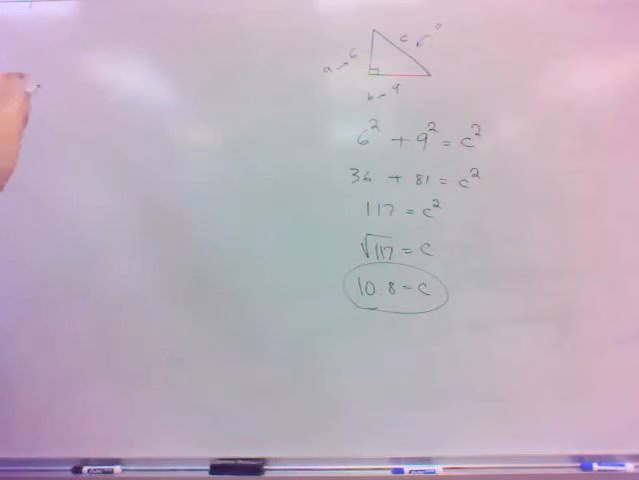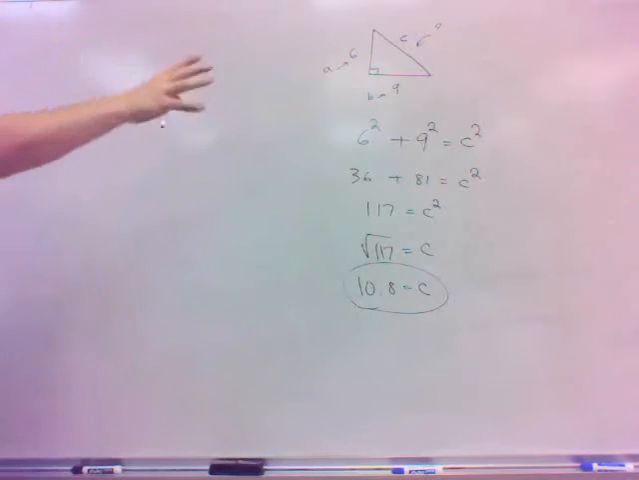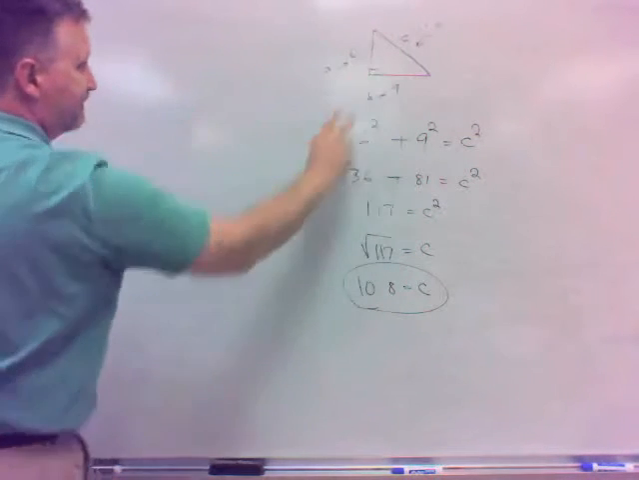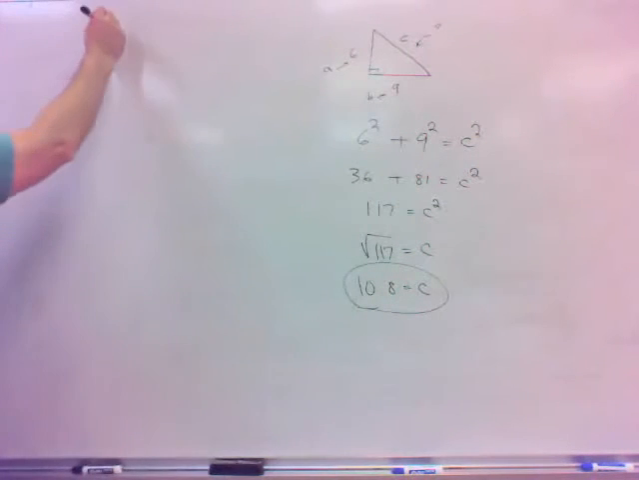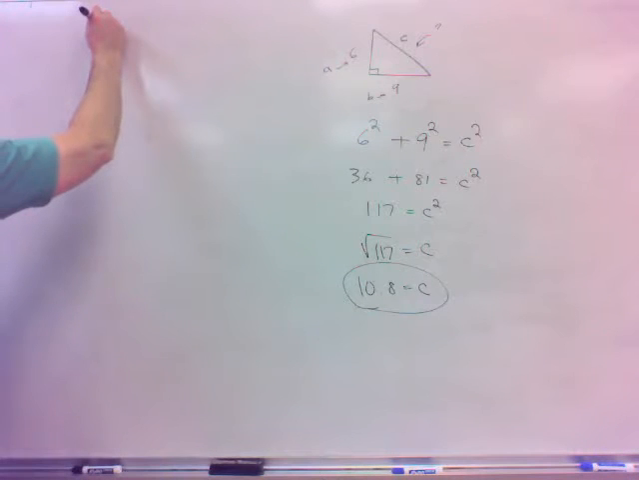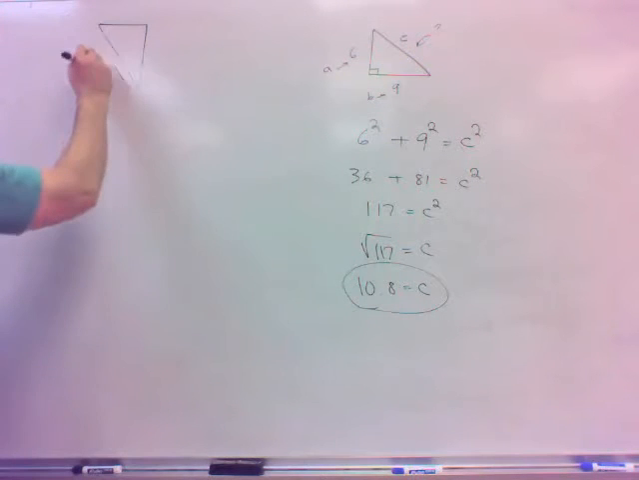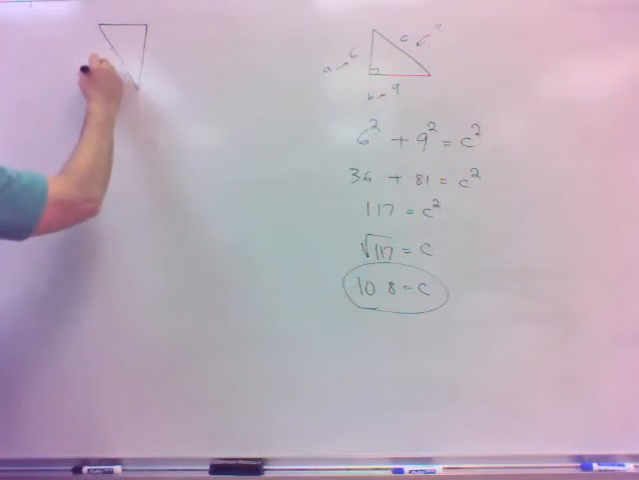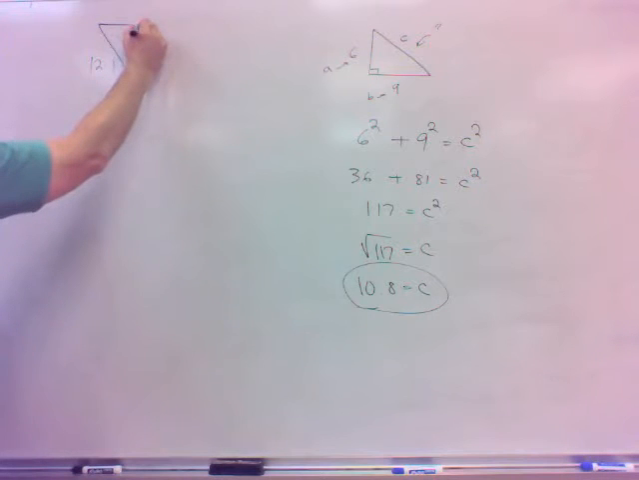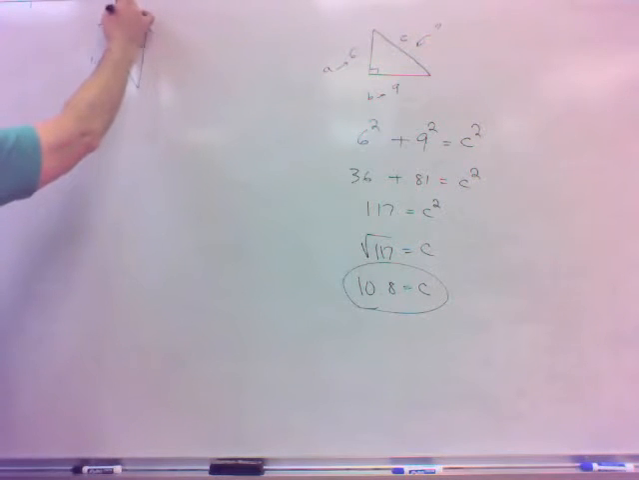What you have to be careful with is the way it's oriented. It doesn't have to necessarily just be straight up like that. What if I had this, kind of turned around a little bit? Let's say this one is 12.1 here. There's my right angle. And let's say this one is 4.7.